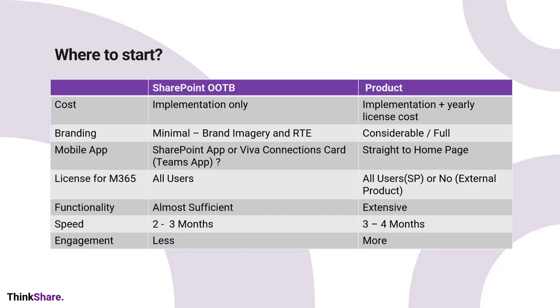So products can or will cost extra on top of SharePoint, and you would be paying a yearly license cost for that product. And then branding. So with SharePoint out of the box, it is minimal branding. You can use brand imagery and rich text editing, but there isn't much you can do apart from what you can configure in SharePoint out of the box. But with a product that sits either on top of SharePoint or separately, you can have considerable or full branding. So if that's important to you and you want to have an engaging intranet above what SharePoint out of the box offers, then a product might be something to consider.